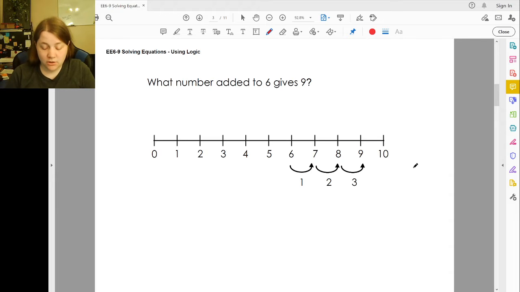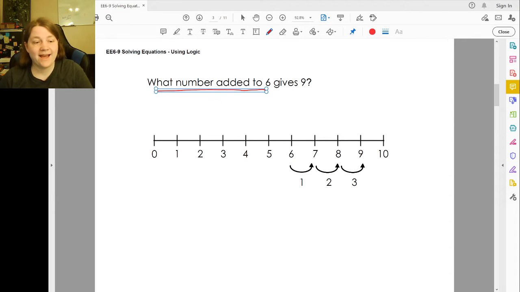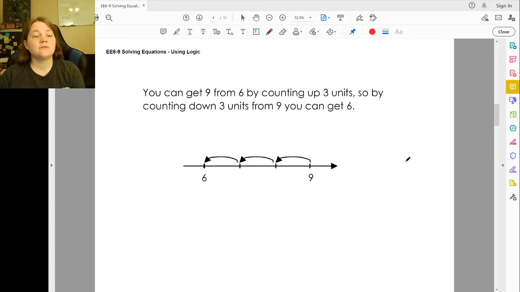So if I want to know what number added to 6 gets me 9, that means I want to start at 6 and go all the way to finish at 9. So that would be 1 hop, 2 hops, 3 hops. So the number 3, when added to 6, gives me 9. You can get 9 from 6 by counting up 3 units.